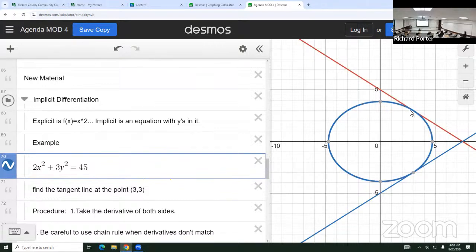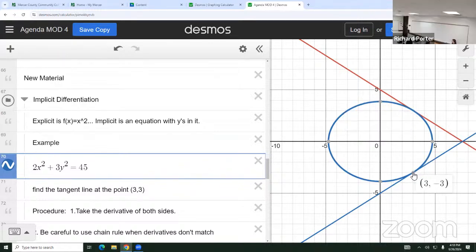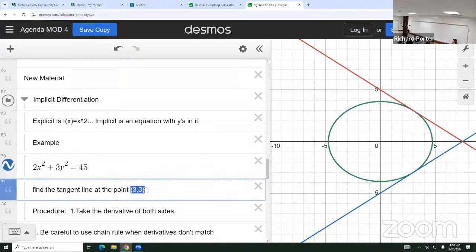In order to know the difference, you have to know more than just the x value. You can't just say x equals 3, because this one is also x equals 3. You have to say something about the y value. So they'll say something like at the point (3, 3). When you take the derivative of both sides, you'll get a y in it, and you'll have an x in it. You put the 3 in one, and you put the 3 in the other.